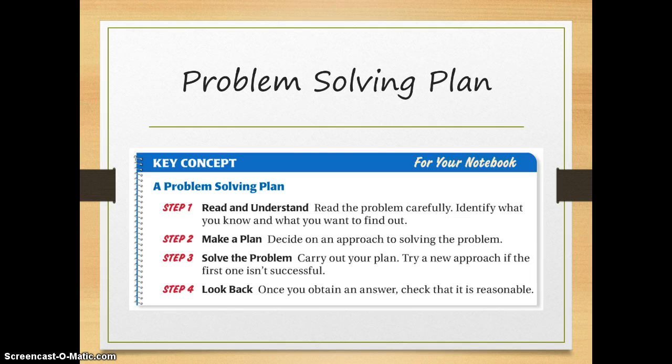When solving word problems, you want to have a plan. The first step is to read and understand the problem carefully and identify what you know and what you want to find out. The second step is to make a plan. You want to decide on an approach to solve the problem. Step 3, solve the problem. Carry out your plan. Try a new approach if the first one isn't successful. Step 4, look back. Once you obtain an answer, check that it is reasonable.